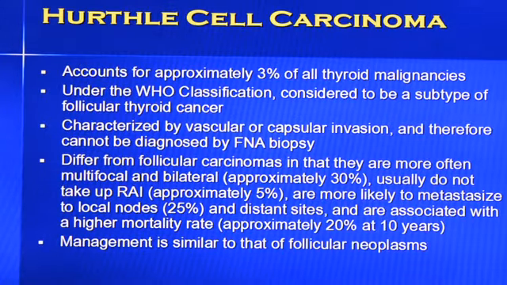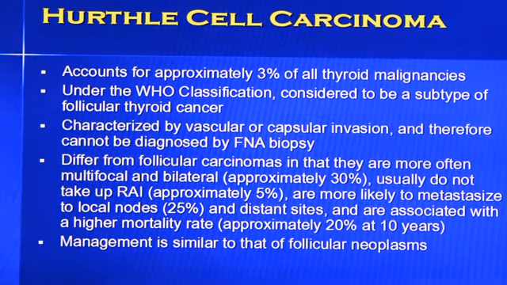Hürthle cell carcinoma accounts for approximately 3% of all thyroid malignancy. Under the World Health Organization classification, it is considered a subtype of follicular thyroid cancer. These are characterized by vascular or capsular invasion and therefore cannot be diagnosed by fine needle biopsy. They differ from follicular carcinoma in that they are more often multifocal and bilateral, in approximately 30%.